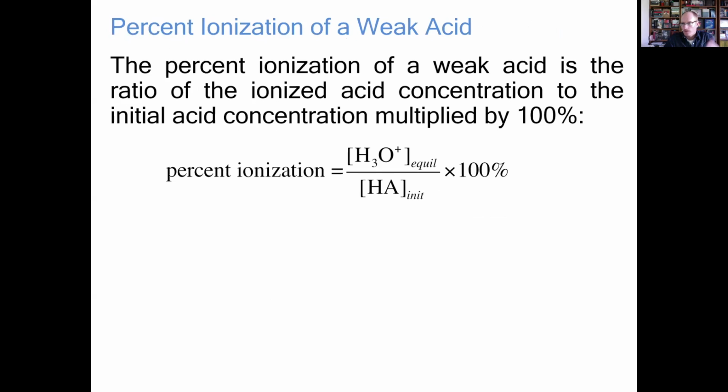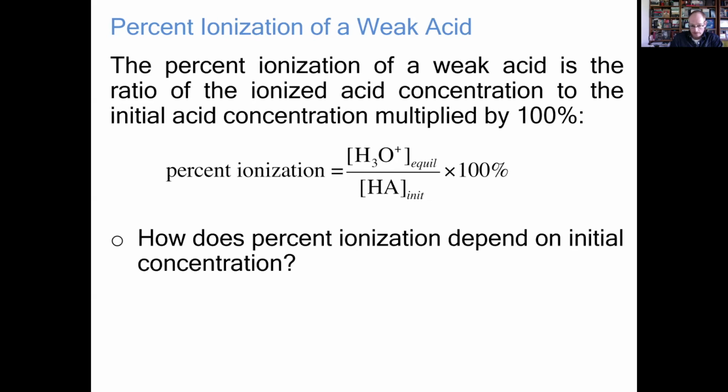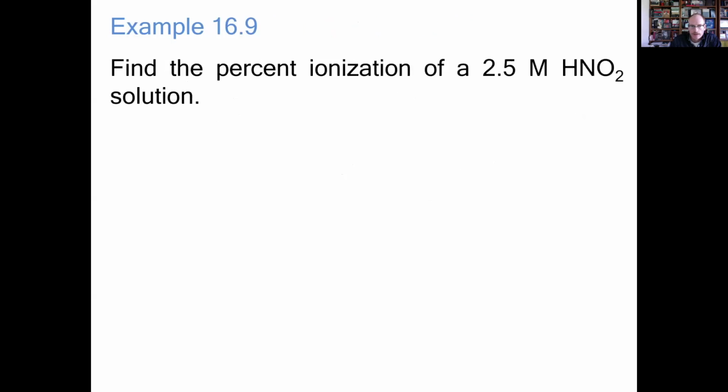The percent ionization of a weak acid is something that we have been discussing in all of these example problems. And again, it's defined here for us. A question we might want to consider is how percent ionization depends on the initial concentration of the acid. So in example 16.9, we'll revisit the nitrous acid solution that we examined previously, but now we'll look at a solution that has a higher concentration, 2.5 molar as opposed to the 0.2 molar that we looked at previously, and we'll compare the percent ionizations.